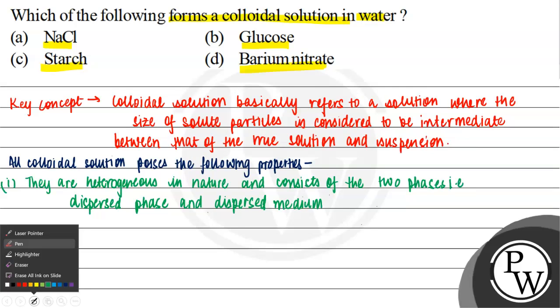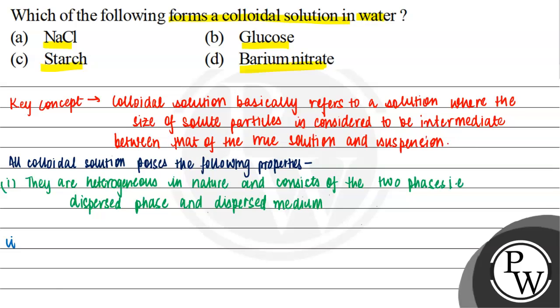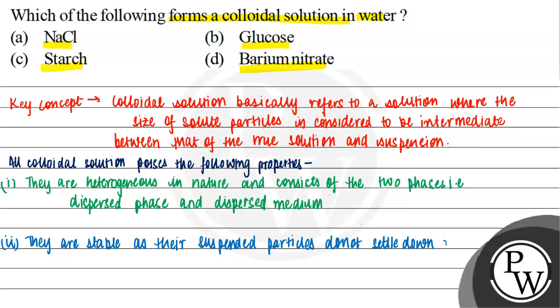Now let us talk about the second property of colloidal solution. हमारी second property होती है that they are stable as their particles do not settle down. They are stable क्योंकि जो उनके suspended particles in the solution होते हैं, वो settle नहीं होते, so they are stable. Suspended particles do not settle down and are in a state of motion.